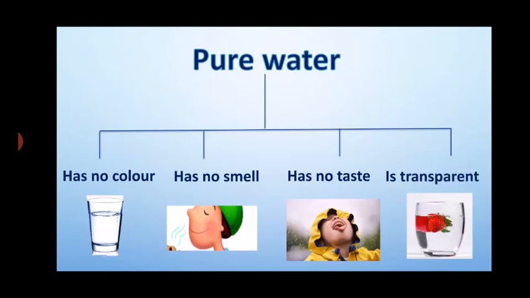Now, why are we using this strawberry all the time? Because a strawberry is a very bright fruit. So you will be able to understand very clearly that it is seen so clearly inside the water. So pure water has these 4 qualities: it has no color, it has no smell, it has no taste, and it is transparent. These are the 4 qualities that we have learned till this stage of the lesson. Let us move on and learn about some more qualities of water.